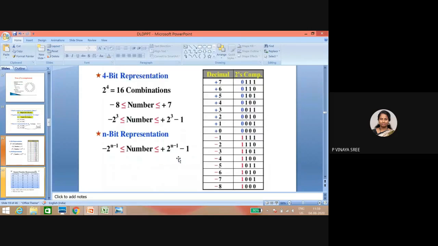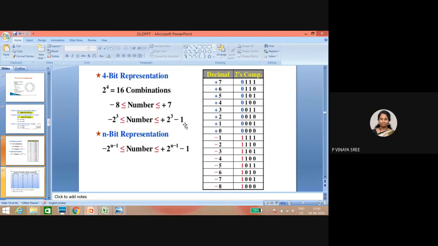Now which one is the advantage? Yes, 2's complement only. Why? Because in 2's complement we are overcoming the problem of 0. We are representing only one 0, and coming to addition also, subtraction can be converted to addition with the help of 2's complement.